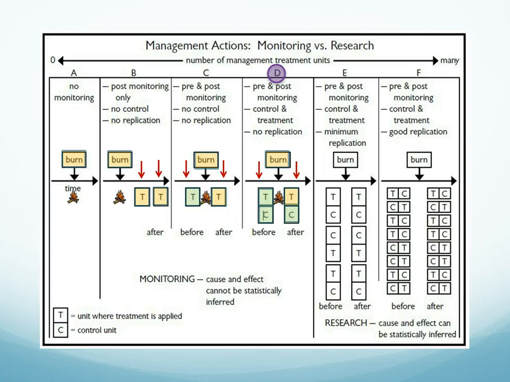Now in the next sequence, what we have is more replication. In this case, these areas here are selected because they are similar. They're predetermined that certain parts are going to be burned and not burned, and there's replication. The burn is applied and then we measure afterwards. Because of replication, we're better able to determine cause and effect by statistical inference.